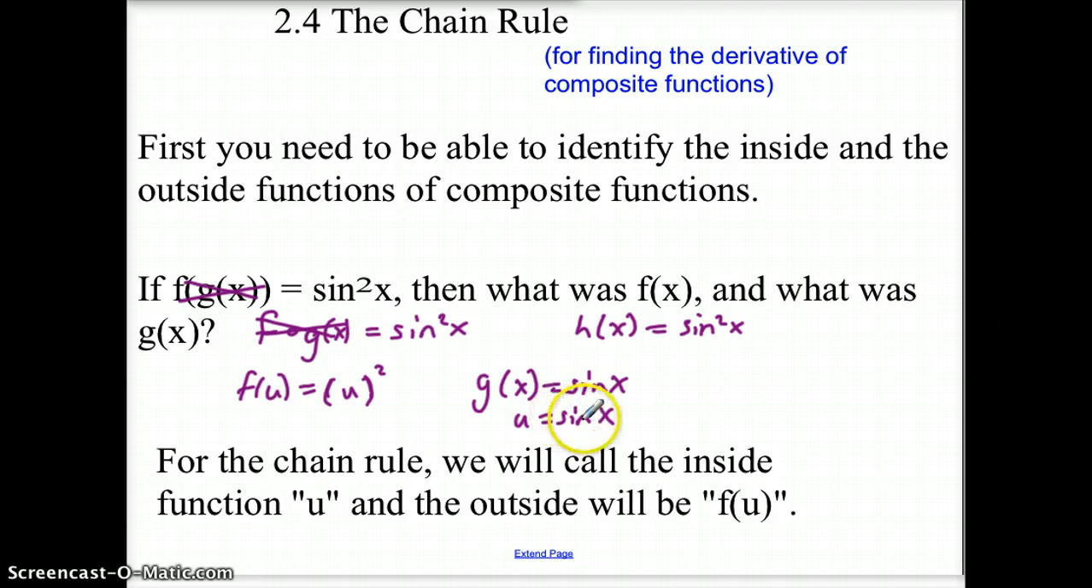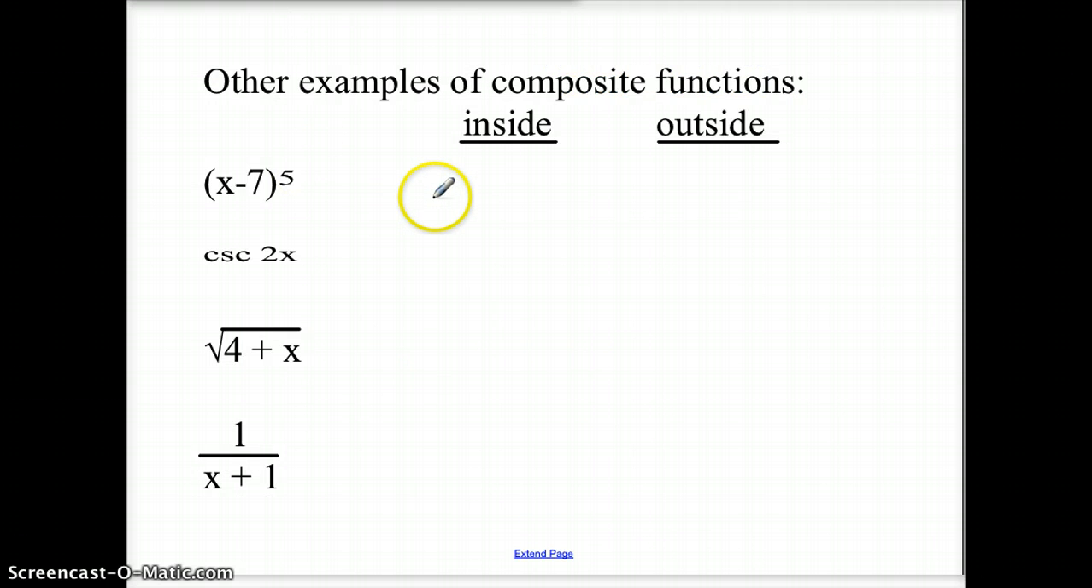And u represents the inside function, and f of u is the outside. We have to be able to distinguish those before we can even use the chain rule. So here are some other examples. The inside on this one, I hope you notice, is x minus 7, and the outside we'll call u to the 5th. So this would be u, and this is u to the 5th. We could write f of u equals u to the 5th if we want, but we're not going to need to get that technical. We'll just be writing u equals, and then writing the outside function here.